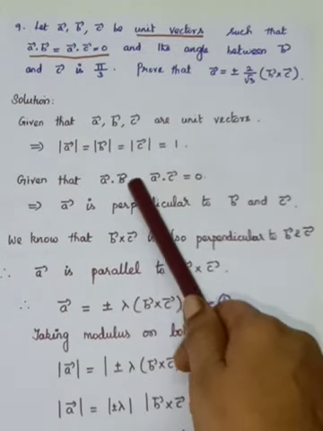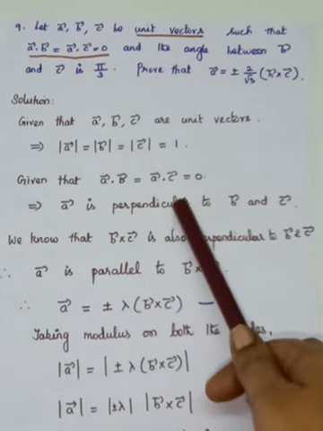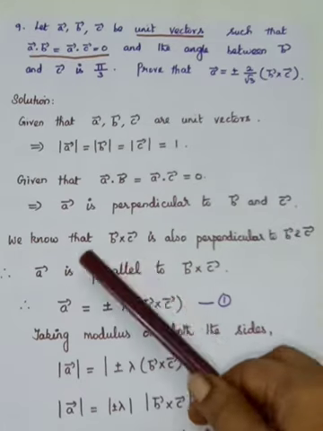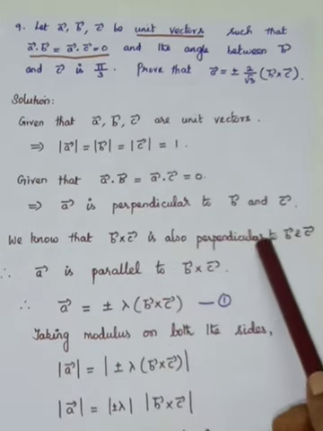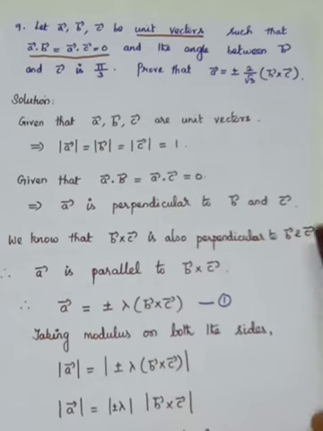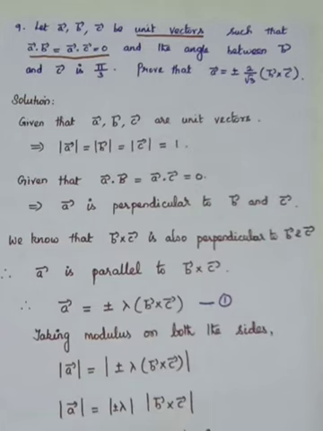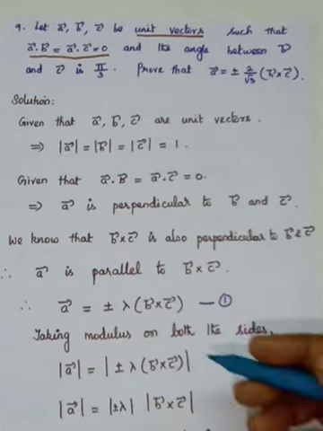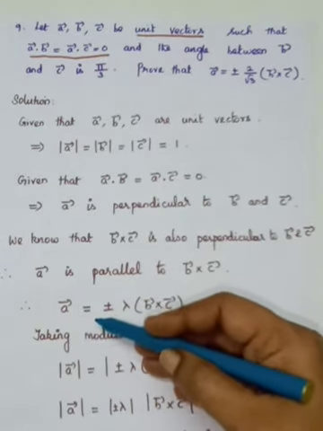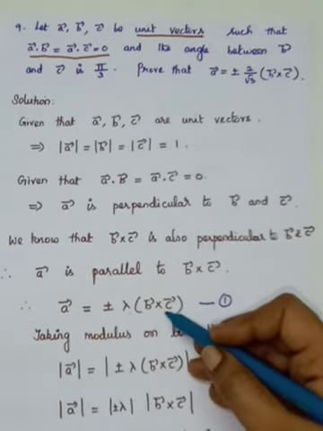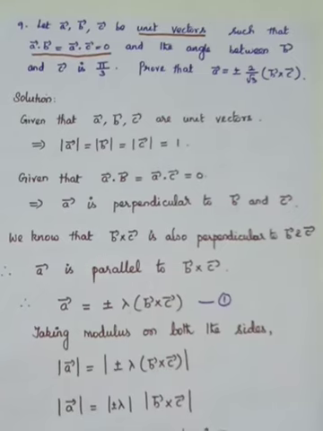From this result, we conclude a vector is perpendicular to both b vector and c vector. Already we know that b vector cross c vector is also perpendicular to b vector and c vector. Therefore, when you compare a vector and b vector cross c vector, they are parallel. If they are parallel, we can write one vector as a scalar multiple of the other. So a vector is equal to lambda, that is a scalar, into the other vector, b vector cross c vector. Here, if it is in the same direction, you have to use plus.